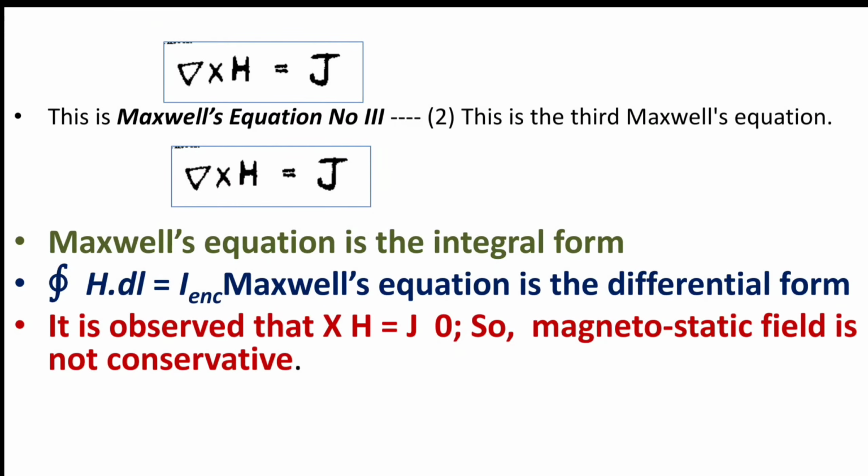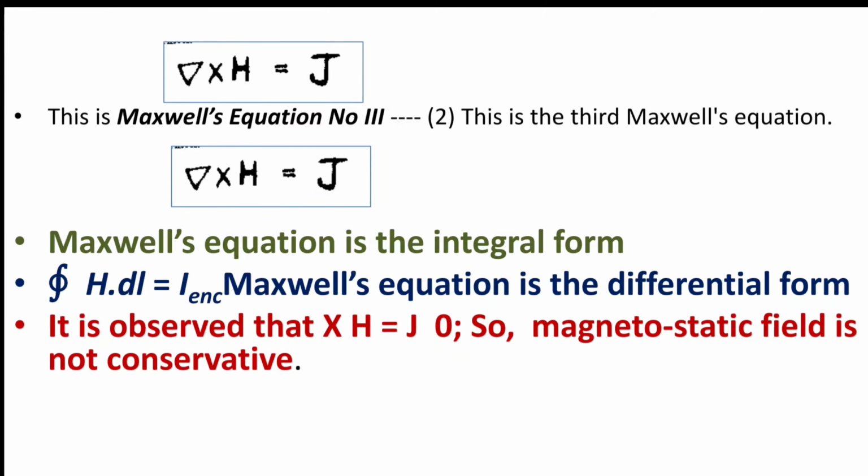Now if we remove the integrals, we come to the conclusion that del cross H is equal to J. This is Maxwell's equation number 3, the third Maxwell's equation. Del cross H is equal to J. This is Maxwell's equation in the differential form. Closed integral H dot dl is equal to I enclosed is Maxwell's equation in the integral form.